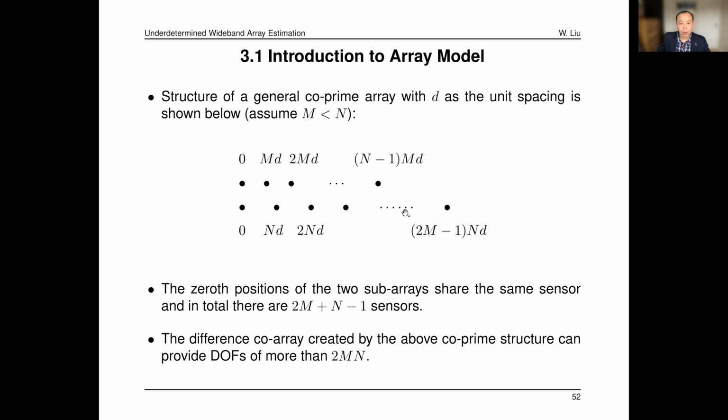For this typical co-prime array structure, here M is smaller than N. The Nd spacing is larger than the Md spacing, so the second subarray has the larger spacing. The difference co-array created by this structure can provide degrees of freedom of more than 2M times N. So with 2M plus N minus 1 sensors, you have degrees of freedom of more than 2MN.